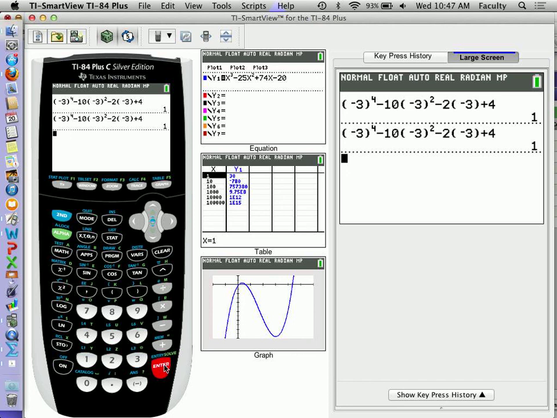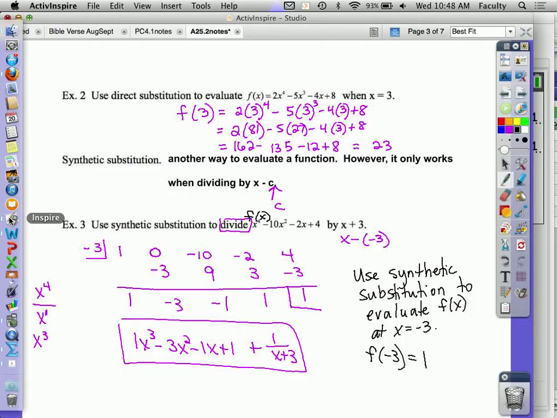Isn't that cool? That is really neat. And what you're going to end up finding out is as we continue to move through mathematics, synthetic division ends up helping us in a lot of other ways. Okay? All right, so let's try another one, okay?